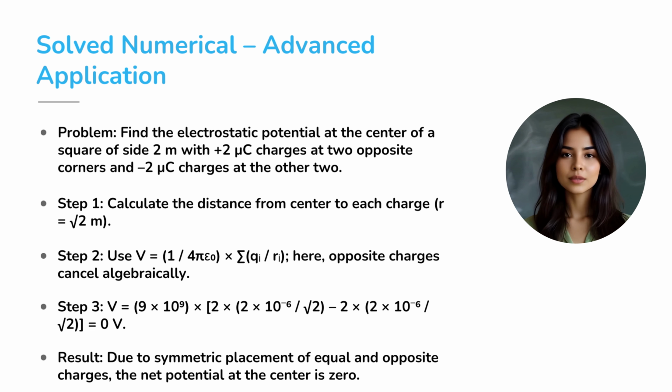In step 1, from the center to any corner, the distance is √2 meters. In step 2, use the formula V equals 1 by 4 pi epsilon naught times sum of Q over R. Since two charges are positive and two are negative, and each is at the same distance, their potentials cancel each other out. So the total potential is 0 volts. That's the beauty of symmetry. Even when charges are present, the net potential at certain points can be 0.